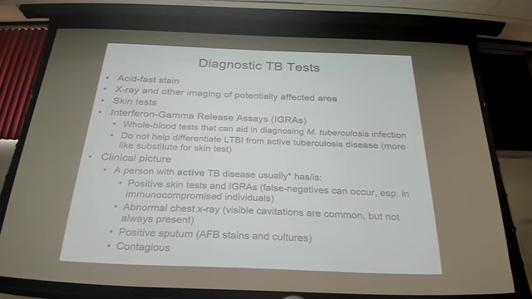These IGRAs are just telling you whether or not your T cells have seen these antigens before, and are expressing cytokines, particularly interferon gamma. And then the clinical picture is really important as well. All of these things together are the entire clinical picture that's used to evaluate somebody, whether or not they have tuberculosis and whether it's active or latent tuberculosis.